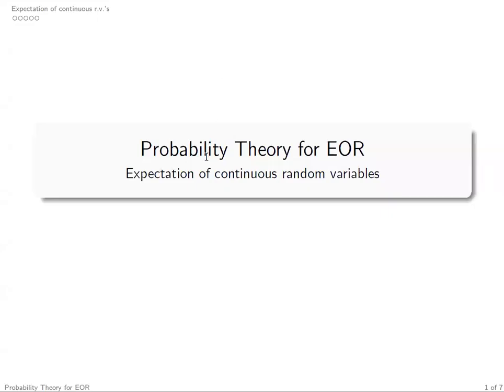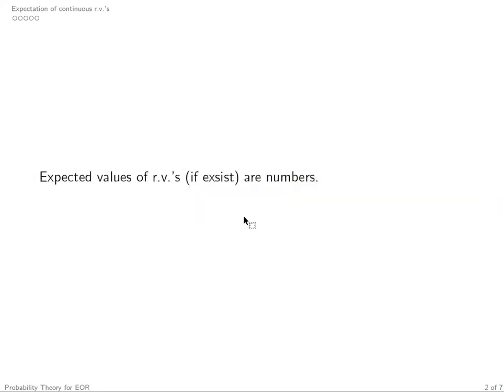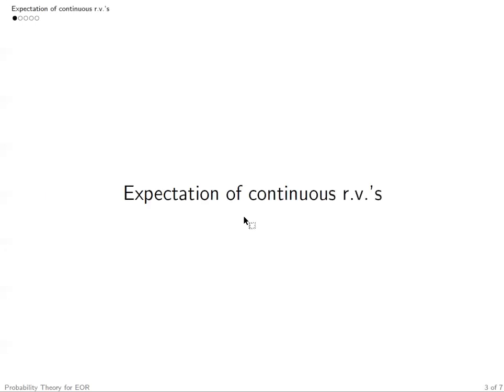This video is about the expectation of continuous random variables. We know the expected value of random variables, assigned by the expectation if they exist, are numbers. But the question is, how do we assign different numbers to different random variables to describe their average value? In this video particularly, we're going to discuss how we link different numbers with continuous random variables to describe their average value. What are the expectations of continuous random variables?